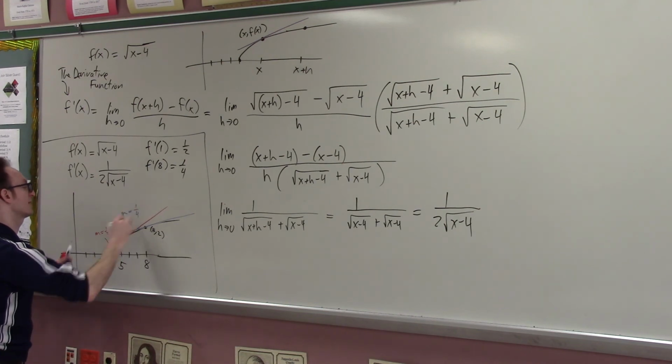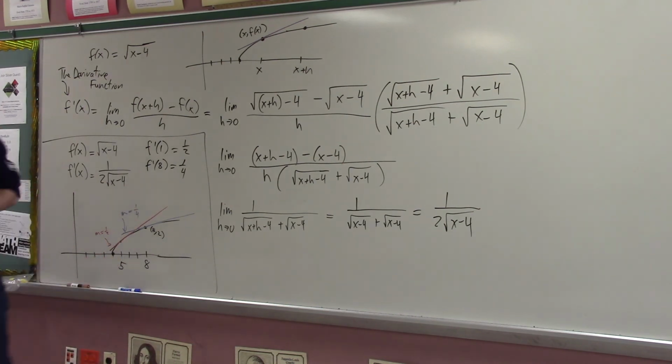So that's what the derivative function is. It's a function which outputs derivatives. The derivative is the slope of the tangent line to the curve. So a derivative is a number, but a derivative function is a function. And the reason why it's called derivative is because it's a derived function. It's a function which we derived from the original.